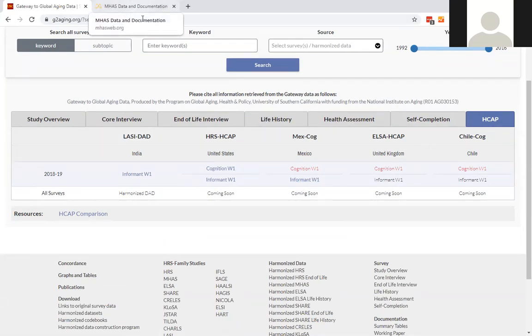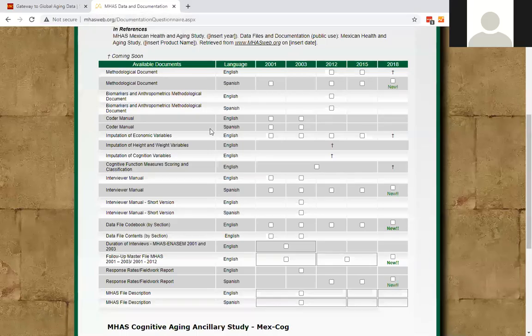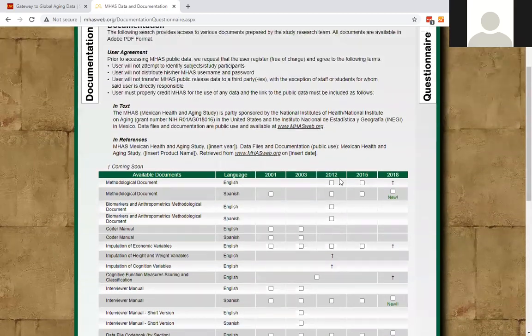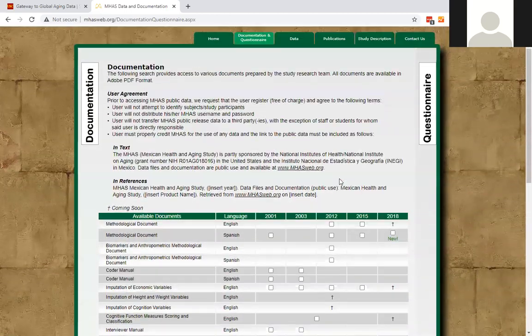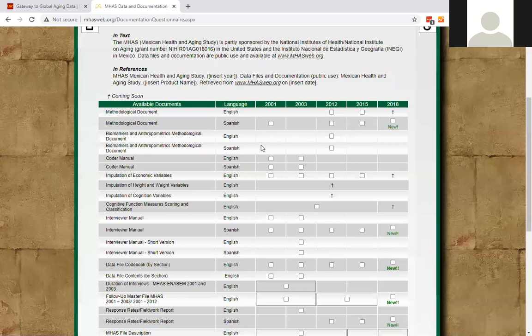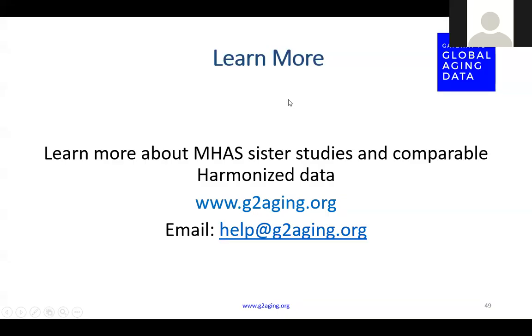And then secondly, I think you asked about the anthropomorphic measures and when they would be incorporated. My guess is also early next year. The anthropomorphic measures were collected at the core interviews of MHAS, and those would become available in the next version, which will be version C of MHAS.